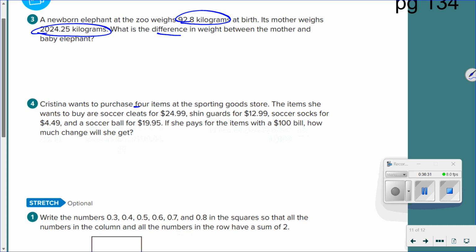Christina wants to purchase 4 items at the sporting goods store. The items she wants to buy are soccer cleats for $24, shin guards for $12, soccer socks $4.49, soccer ball $19.95. She pays for the items with a $100 bill. How much change will she get? So our whole question actually revolves around that last part. So you're going to add all 4 of the numbers and subtract it from 100 in order to find your answer. Make sure you answer the question that is asked.